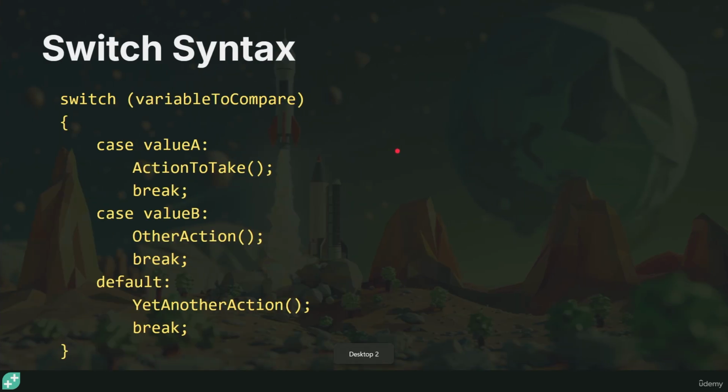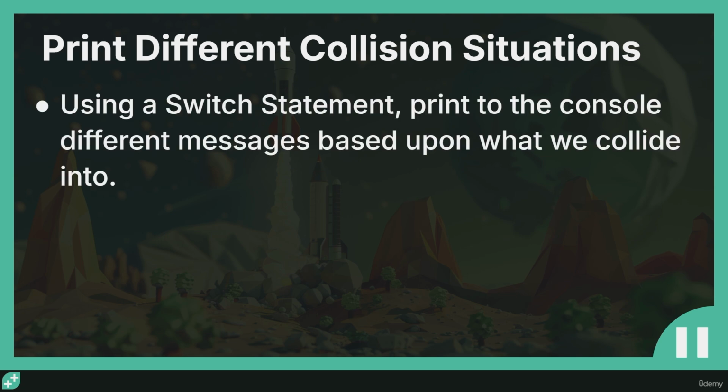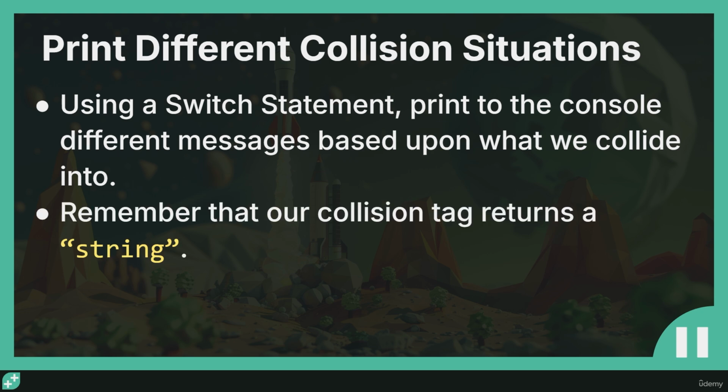Okay, there's enough context building. I've got a challenge for you. It's to print our different collision situations using a switch statement, printing to the console different messages based upon what we have collided into. Remember that our collision tag returns a string.